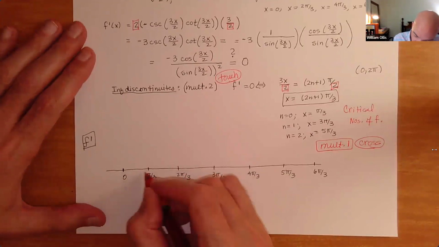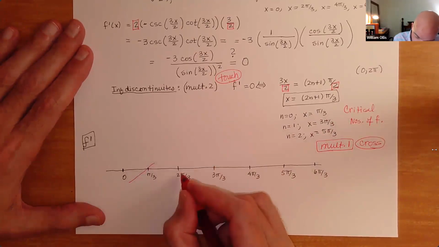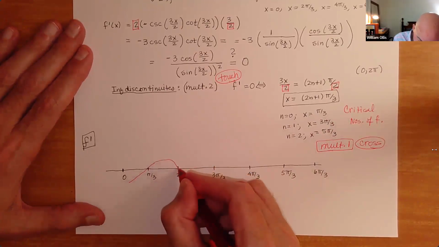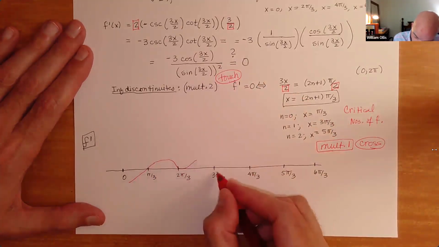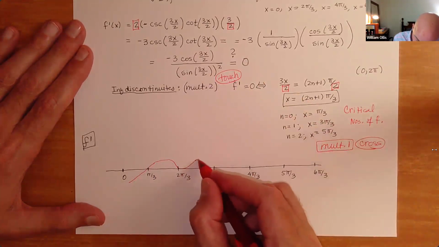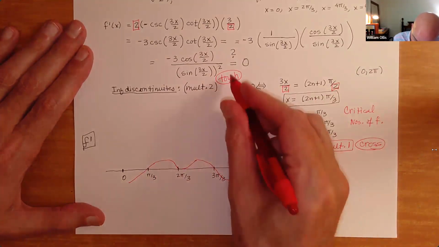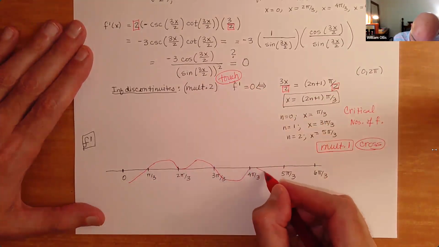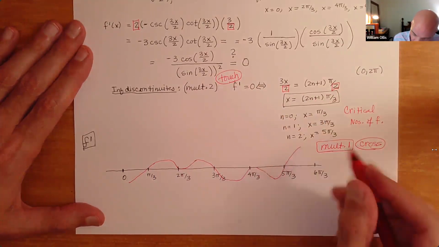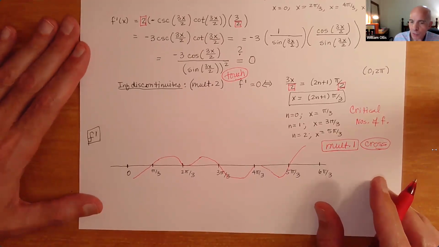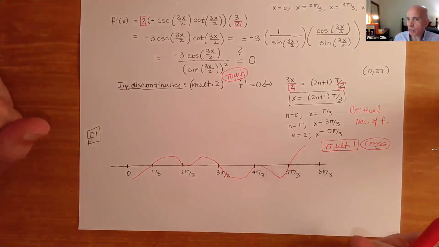So we start here, but notice at the pi over 3, we cross, so we're negative, we cross, but then at 2 pi over 3, we touch because of the even multiplicity, so we're still up. But then at the 3 pi over 3, we're here, so we have to cross. And then at the 4 pi over 3, that's an infinite discontinuity where we touch. And then at the 5 pi over 3, we're back here where we must cross. So that analysis gives us what we need, which exactly parallels the picture that we've already drawn.